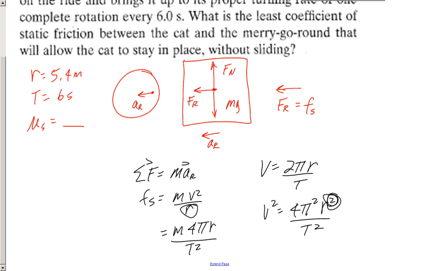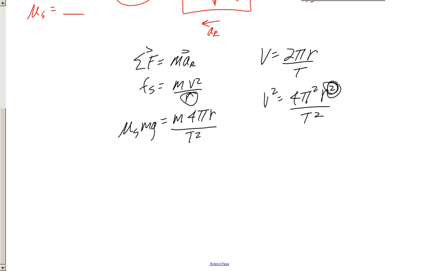Now what's that F static? That's mu static F_N, but of course we know from looking at our diagram up here, F_N equals mg. I'm just going to take a little shortcut there and cancel the m's. So mu static equals 4 pi squared r over g T squared.